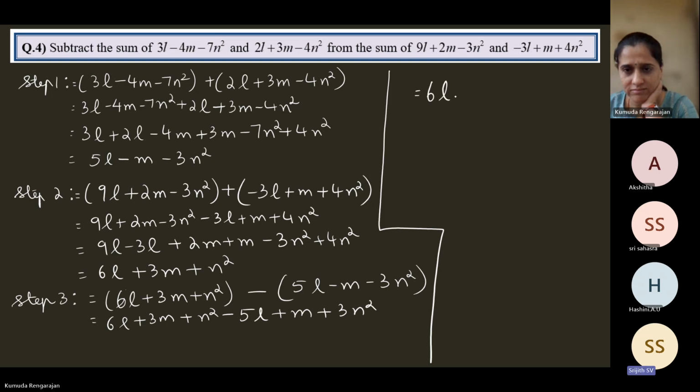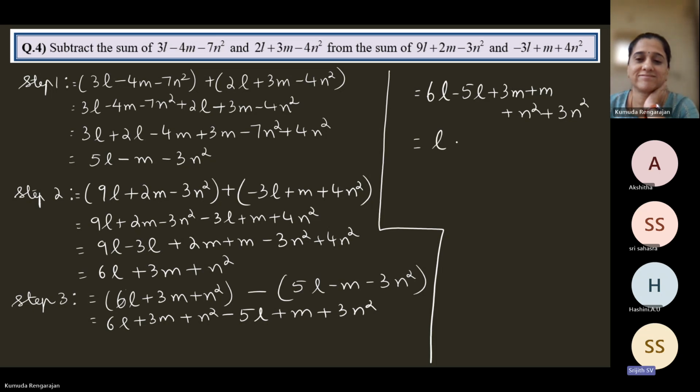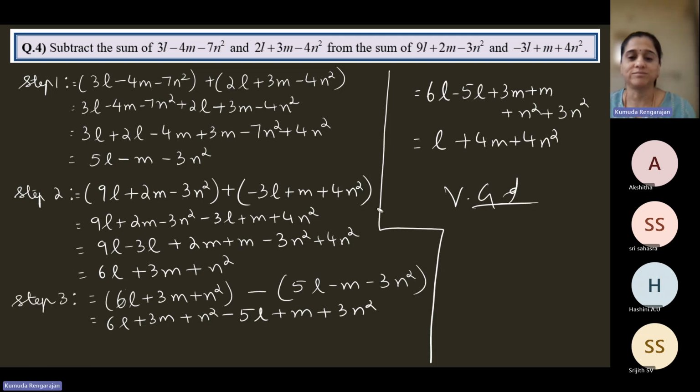6L minus 5L plus 3M plus M plus N square plus 3N square is equal to L plus 4M plus 4N square. Very good, very good, Srijat. Thank you. Okay, ma'am.